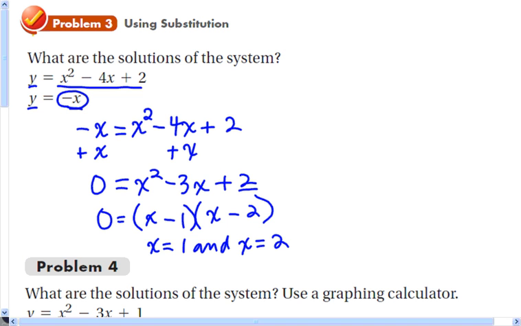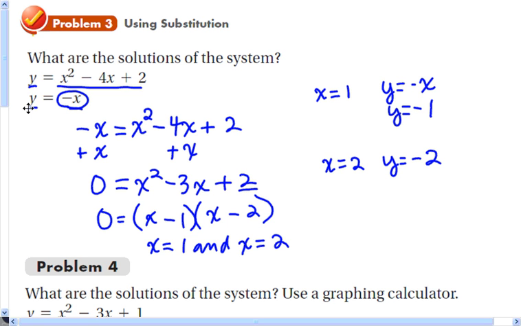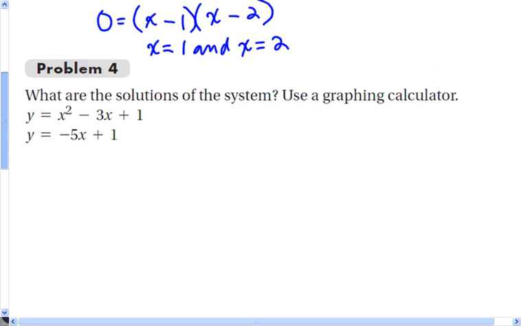Now we have to find the corresponding y values. So when x is 1, y is equal to the opposite of x, so y is equal to negative 1. When x is equal to 2, y is equal to negative 2. All right? Now remember, another good way to check these solutions would be, since they're both written as y equals, put them in your calculator and check the table, see if you got the right answers.